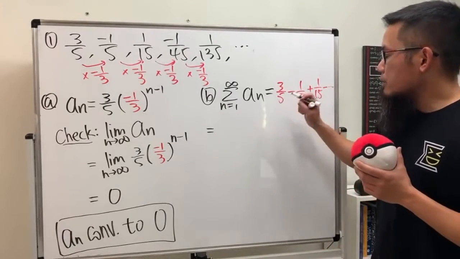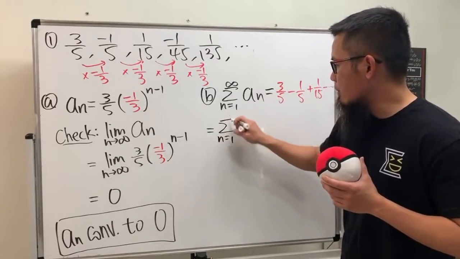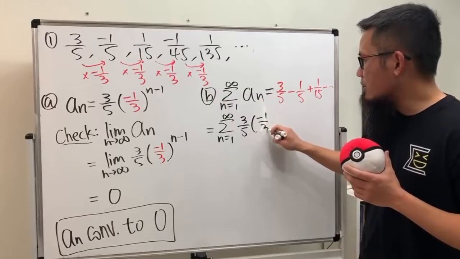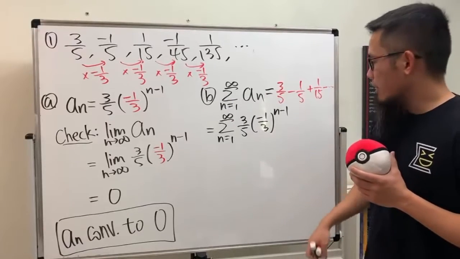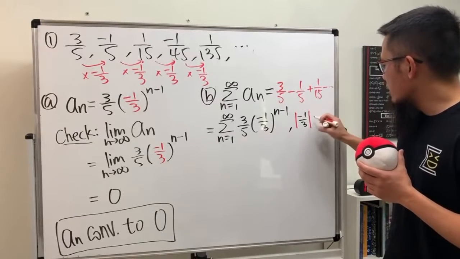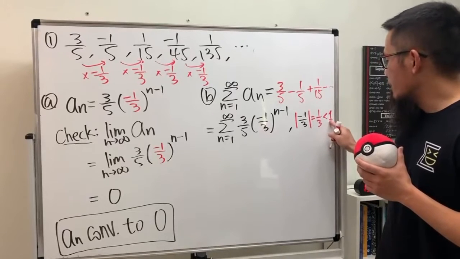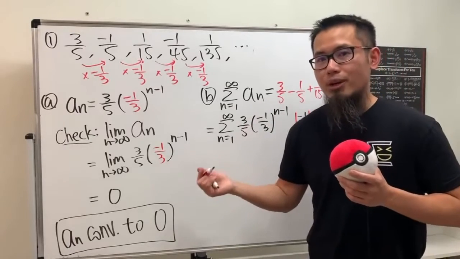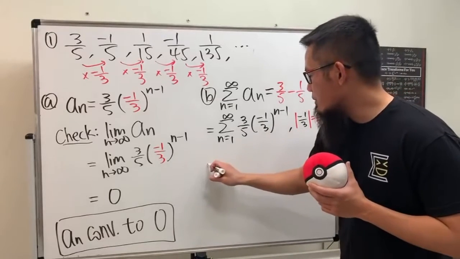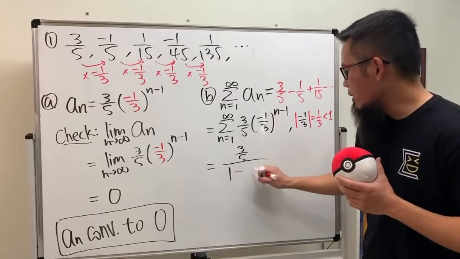But anyway, this right here is a special case because you know it's geometric, so we can just look at this and say this is the series as n goes from 1 to infinity of a_n, which is 3/5 times negative 1/3 to the n minus 1 power. And again, because the absolute value of the common ratio is less than 1, this is 1/3, which is less than 1, we know this converges by the geometric series. And better yet, we can actually compute the value of this. And to do that, we are just going to use the first term, which is 3/5, divided by 1 minus the common ratio, which is negative 1/3.